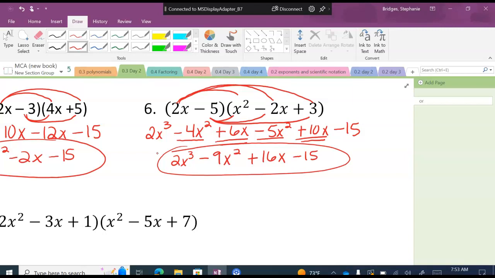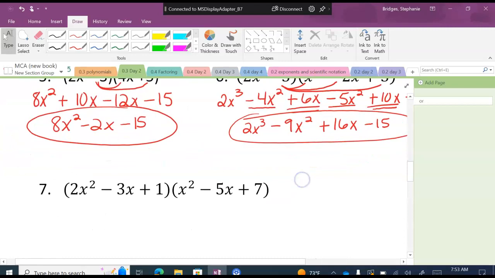Questions? All right. 7 is the same, but it's just more terms. Each term in that first parenthesis, there are 3 of them, gets multiplied by all 3 in the second parenthesis. So if you haven't already started on that one, go ahead and start, please.